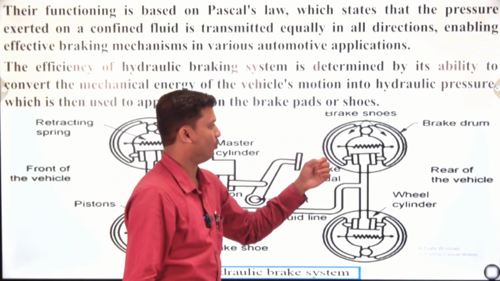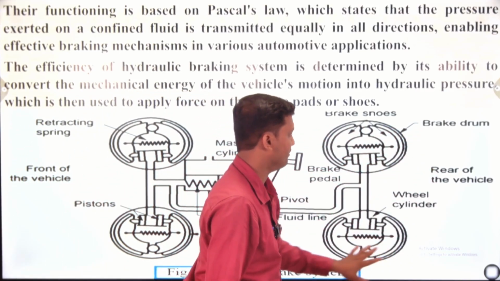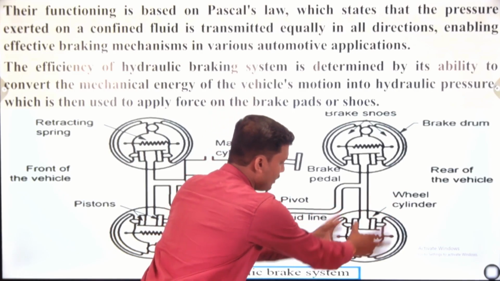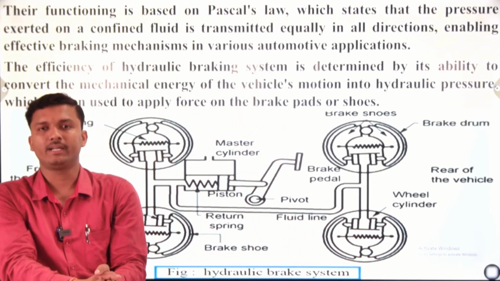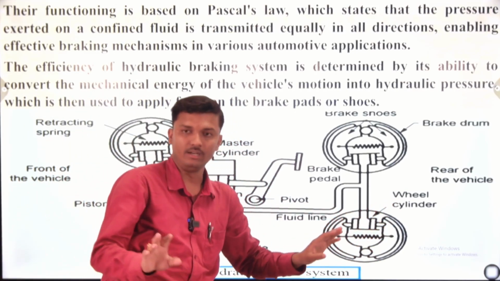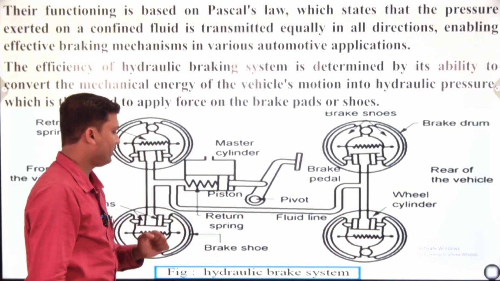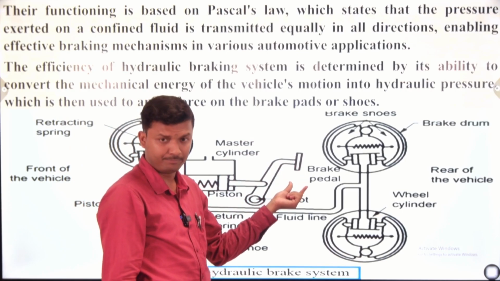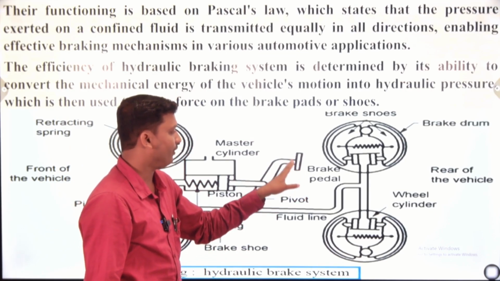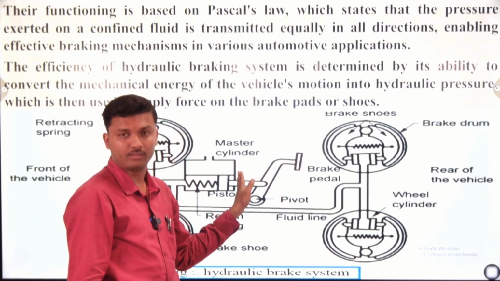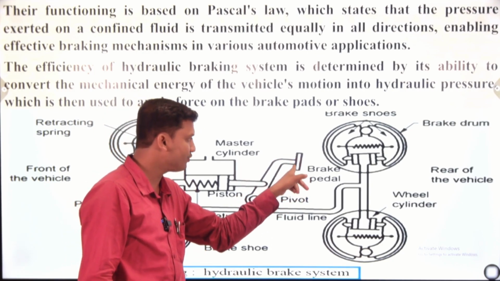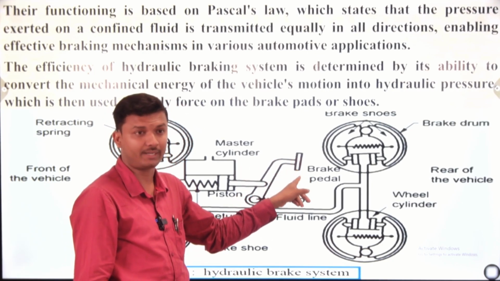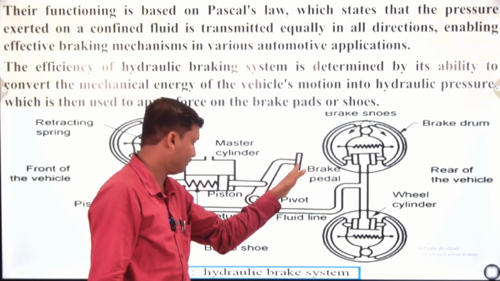This one is the brake shoe. The outer side is the brake drum. Same thing, and the inner part in which all the brake components are there is known as the wheel cylinder. Next, the main important thing over here is the brake pedal. From here the braking system starts. The driver pushes the brake pedal and gives force to the system. The braking system starts from the initial part, that is the brake pedal.